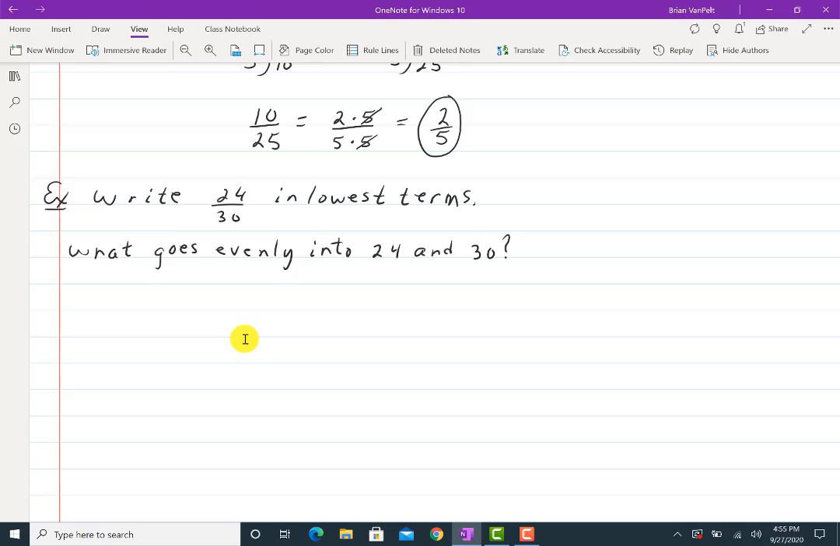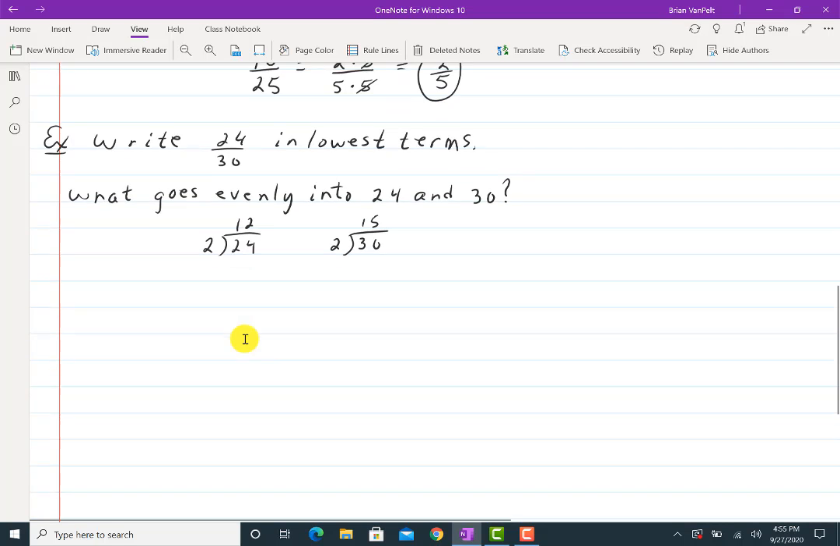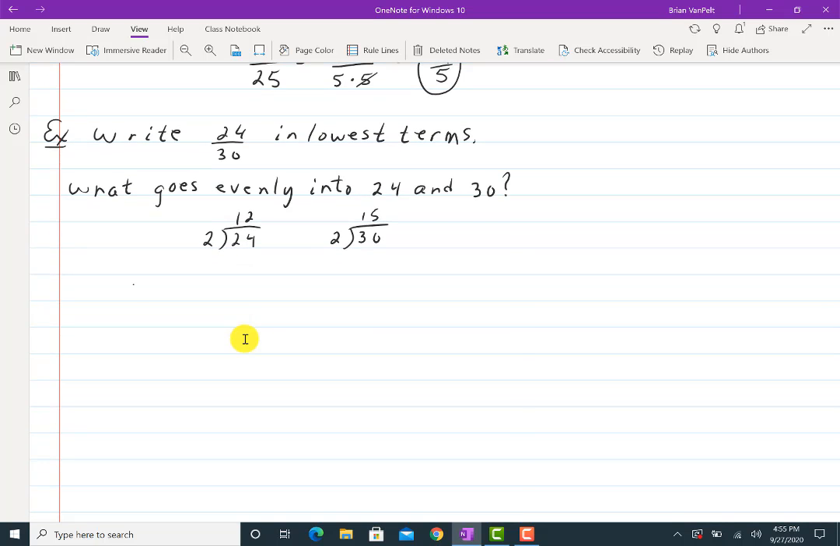Well, let's take a look at some numbers that actually do. I know that 2 goes into 24 12 times, and 2 goes into 30 15 times. So that's one way I could do it. I can take my 24 over 30 and factor it here. I can write the 24 as 12 times 2, and the 30 as 15 times 2. So you can see I can slice off the 2's, and I'm left with 12 over 15.